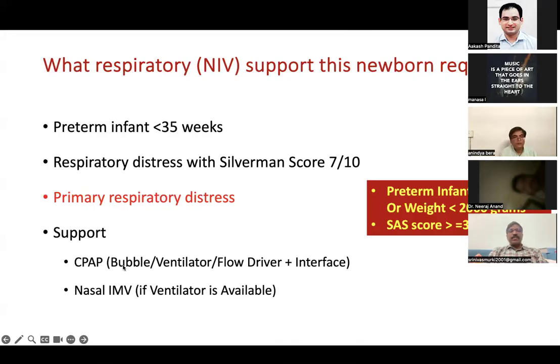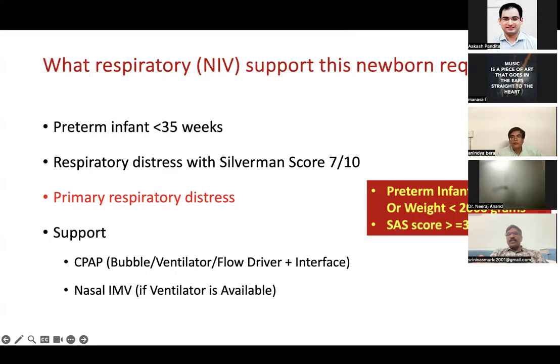And so CPAP can be bubble CPAP, ventilator, or flow driver CPAP, and you can use any one of the interfaces. The other choice is nasal IMV. In some countries, they prefer nasal IMV over CPAP, but in India, we prefer bubble CPAP or CPAP over nasal IMV because it's simple to use, easy to monitor, and more cost effective.